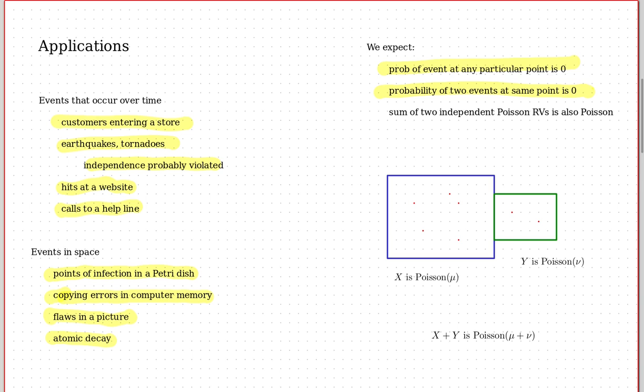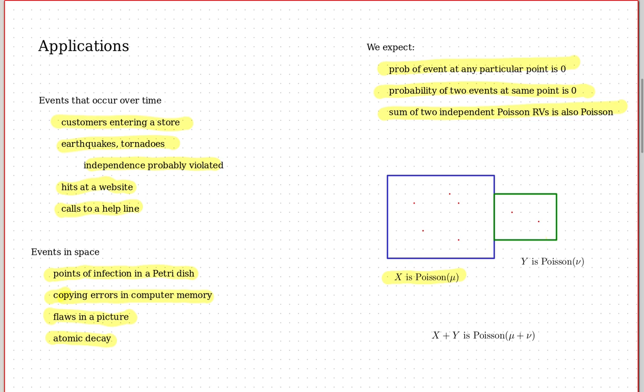We would also expect, maybe a little less obvious, that the sum of two independent Poisson random variables would also be Poisson. So for example, if the blue box down here represents one Poisson process where events could happen at any point in the blue box, right? And let's say that x is a random variable which has the Poisson distribution with mean mu, right? So this is the notation we use. We say x is Poisson with parameter mu.